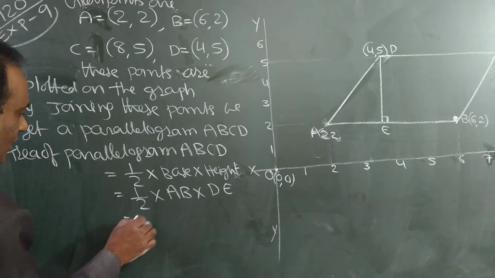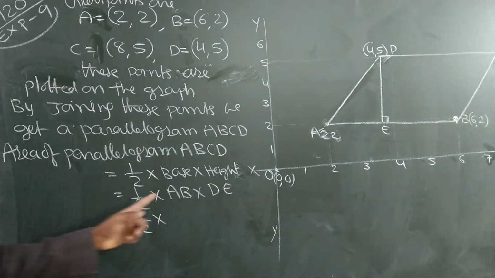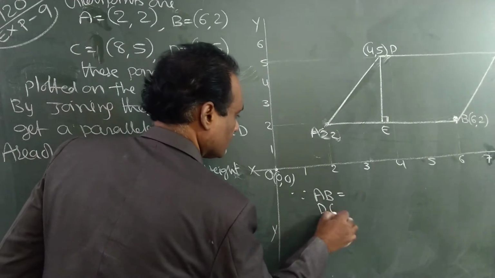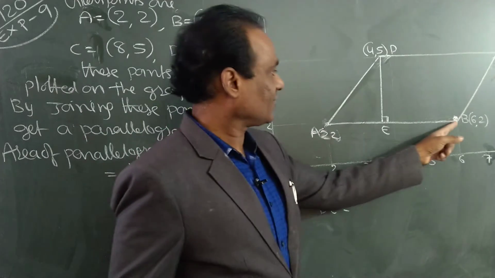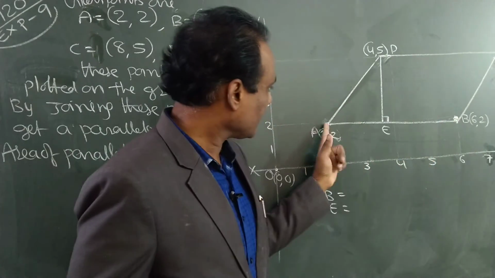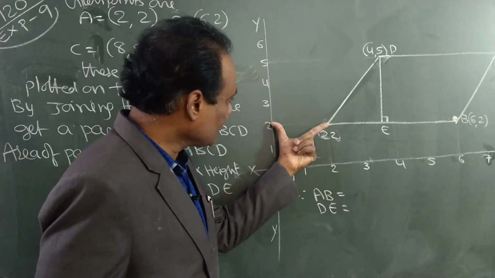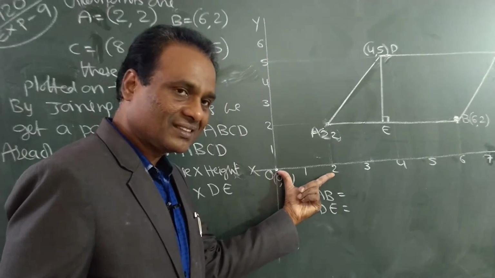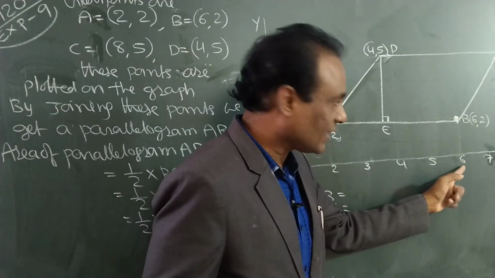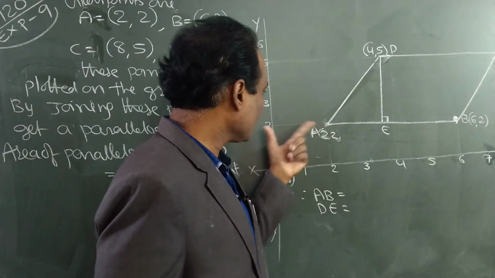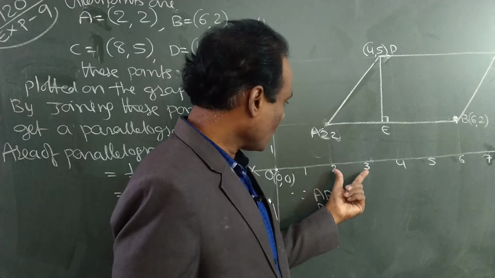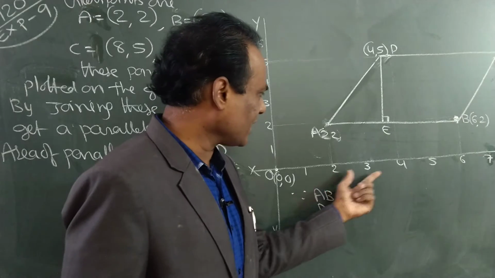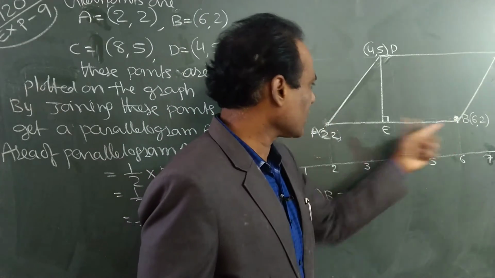Now, half of, what is AB? See here. What is this distance? What is the A to B distance? This distance is 2. This total distance is 6. What is the remaining? 1, 2, 3, 4. This is 4. Just by looking at this we can tell. Here to here, what is this length? 4.